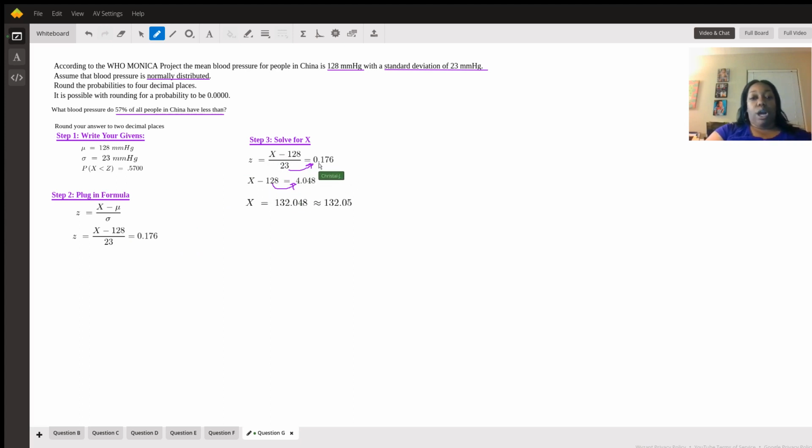Again, getting x by itself, so we move the 23 over. That would give us about 4.048. So now we have x minus 128 equals 4.048. And then we would move that 128 over, which would give us about 132.048. Now, it did say to round your answer to 2 decimal places. So that would round out to 132.05.